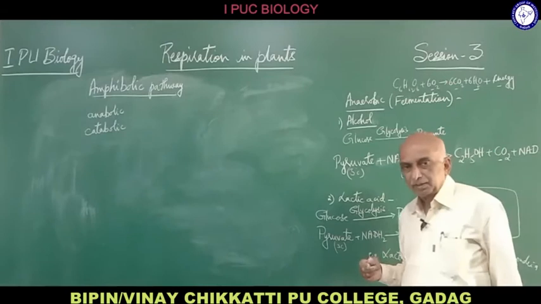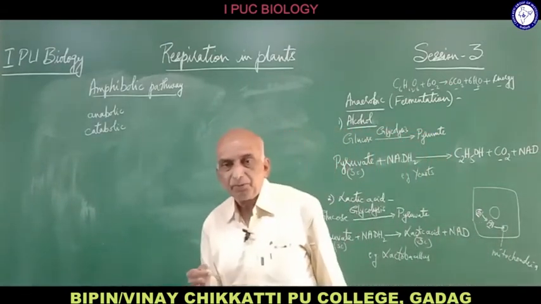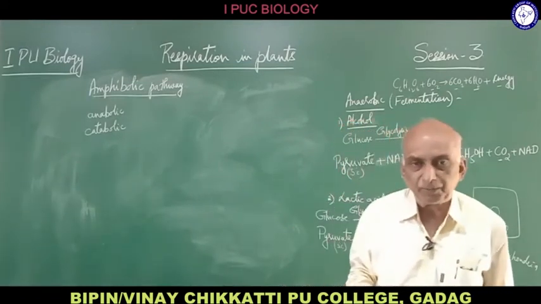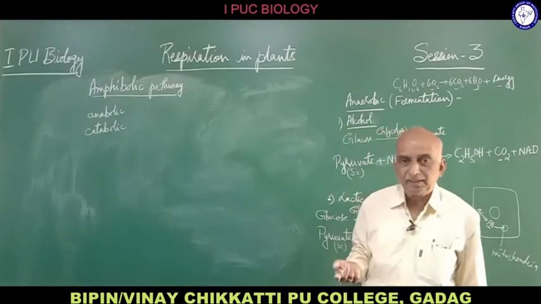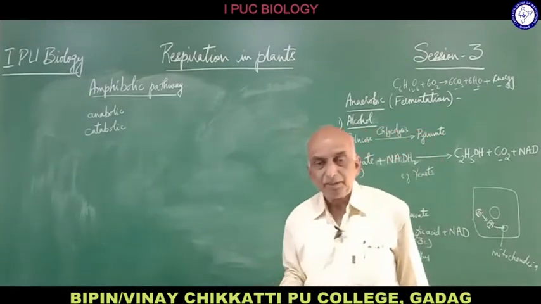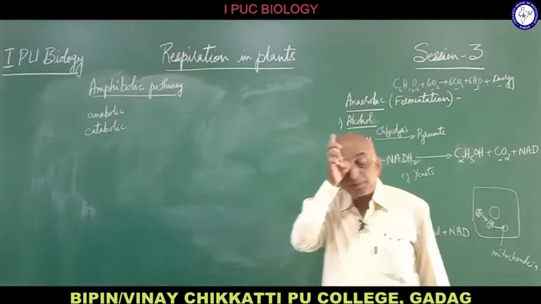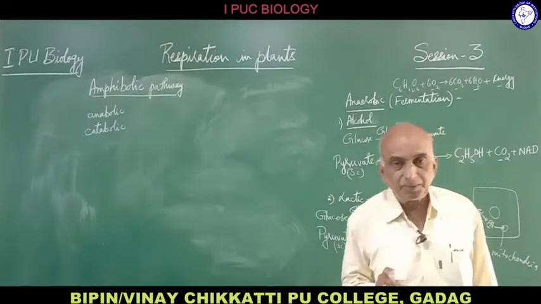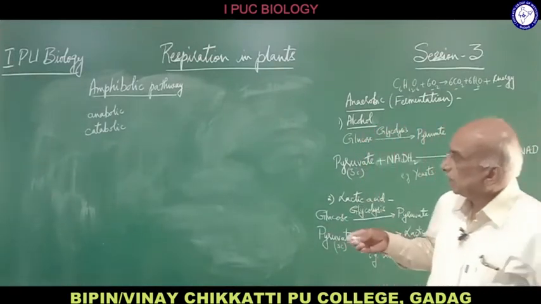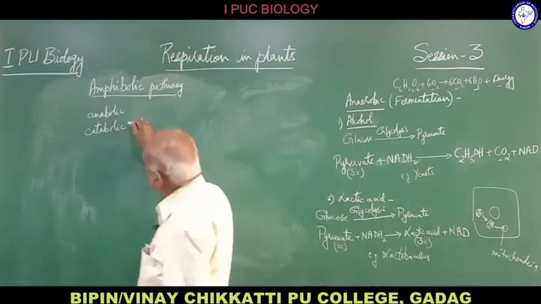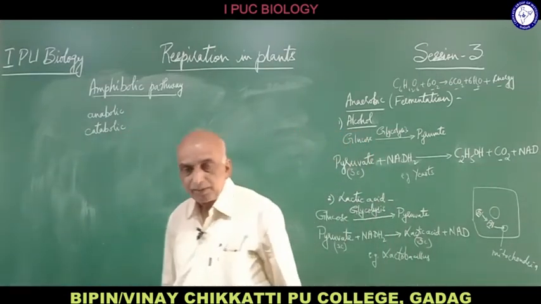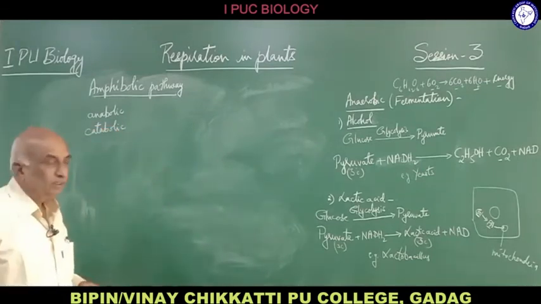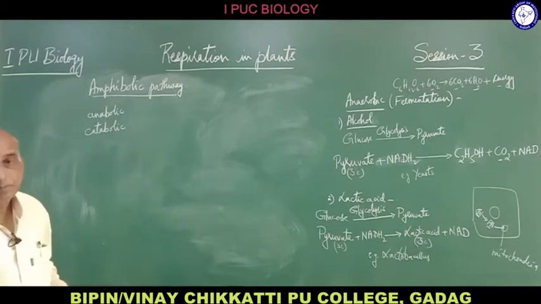Glycolysis is catabolic. But in the Krebs cycle, the pyruvate, a 3-carbon compound, forms acetyl coenzyme A, which combines with the oxaloacetic acid to form citric acid, an anabolic reaction. As respiration has both anabolic and catabolic steps, it is called an amphibolic pathway.